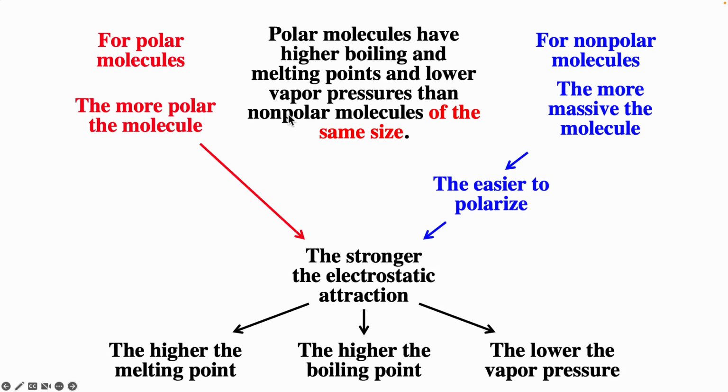And so polar molecules have higher boiling points and melting points and lower vapor pressures than nonpolar molecules of about the same size. Again, because London dispersion depends on the molar mass. When they have about the same size, and if one has a dipole moment, the other one does not, the one with the dipole moment will have a higher boiling point, higher melting point, and a lower vapor pressure.